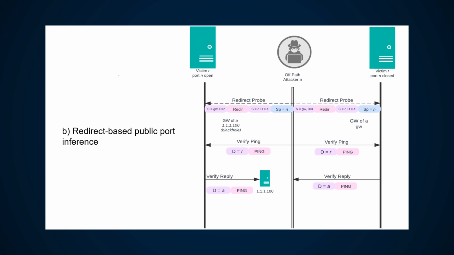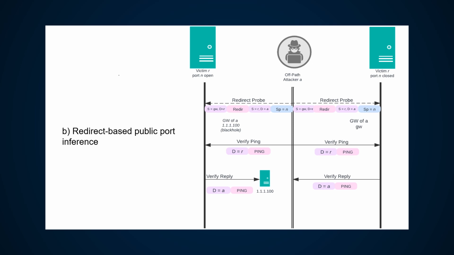Redirect based public port inference. This topology explains how the attacker manipulates the gateway IP using ICMP redirect packets. As we know, only the gateway can send ICMP redirect packets, and similar packets received from other sources will be discarded. The operational mechanism is akin to the previous topology we discussed.